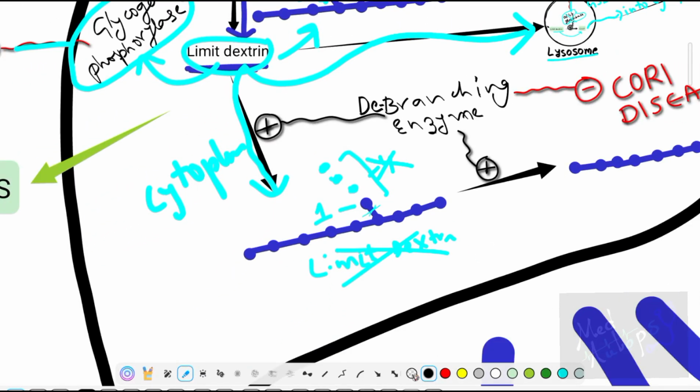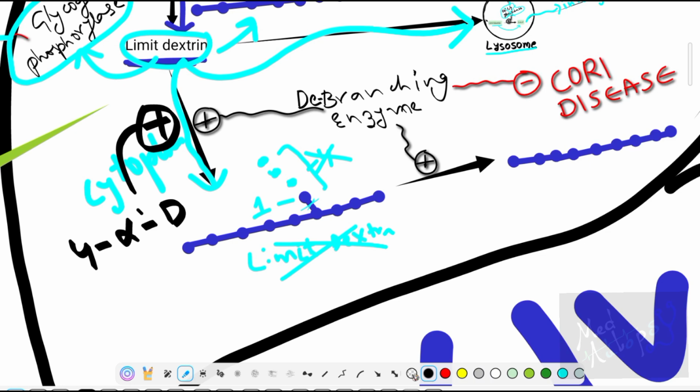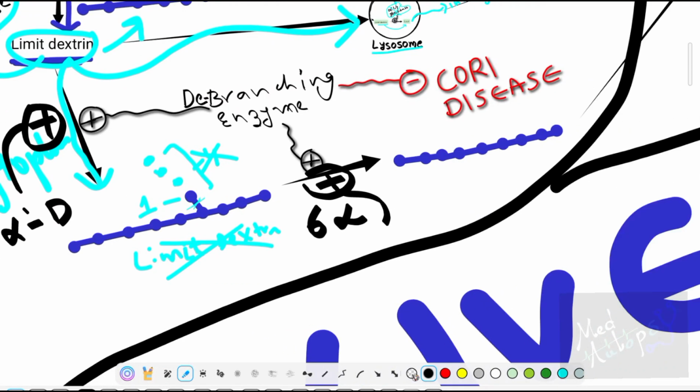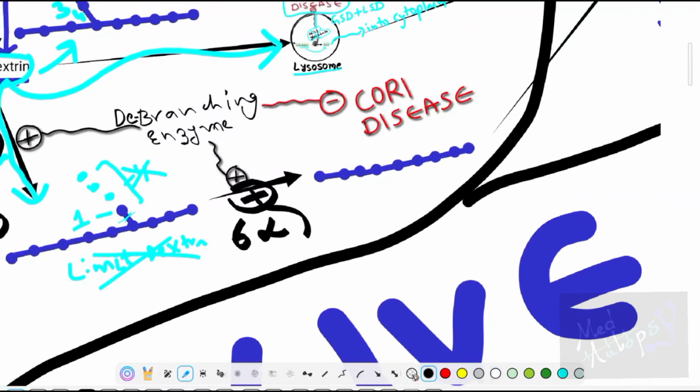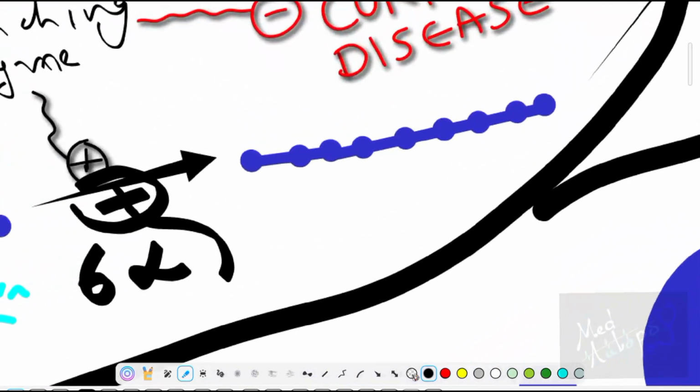Now, we have 2 debranching enzymes. One debranching enzyme is 4-alpha-D-glucosidase, which metabolizes limit dextrin to this product, and there is another enzyme which further breaks down the single glucose present as a branch to convert it into linear glucose. This is 1-alpha glycosidase. Sorry, I forgot to write that one. So it's actually 1,6 alpha glycosidase. So these enzymes will make the linear glycogen.